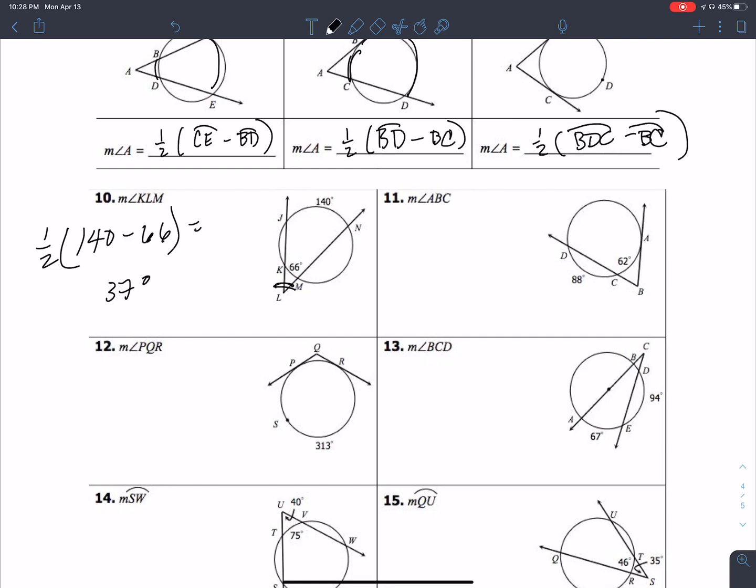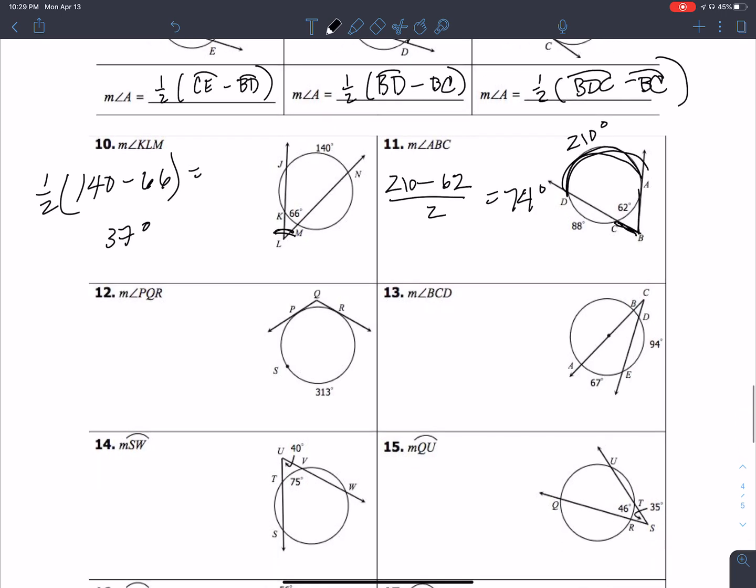All right, here I want angle ABC. Well, I'm missing the arc that I need, but I know all 3 parts equal 360, so I do 360 minus 88 minus 62, and that gives me 210. Then I'm going to do the arc minus arc divided by 2 on this one. So 210 minus 62 divided by 2 gives me 74 degrees.